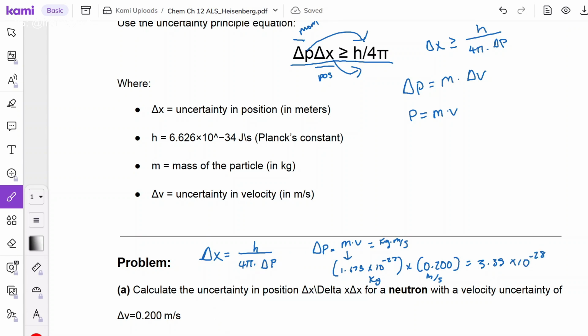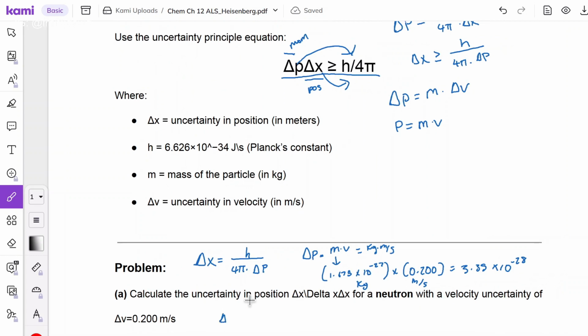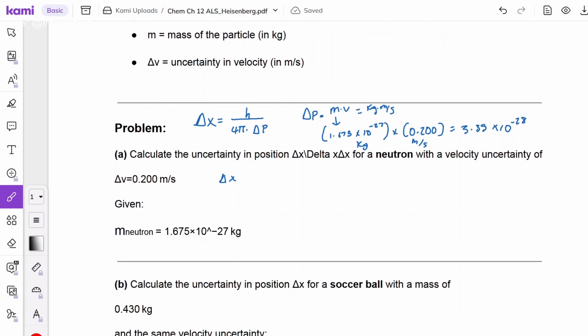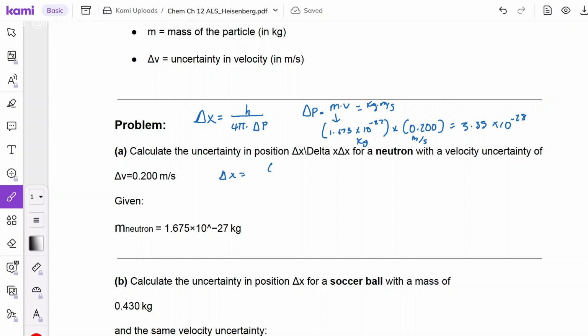Right here, we go back to this equation where delta X is equal to h, which, like we know, is 6.626 times 10 to the negative 34, over 4 pi times this 3.35 times 10 to the negative 28. We just plug this into the calculator and we get the answer for delta X. After we plug it in, we get 1.57 times 10 to the negative 7. Now we keep that in mind and we move on to the next problem.